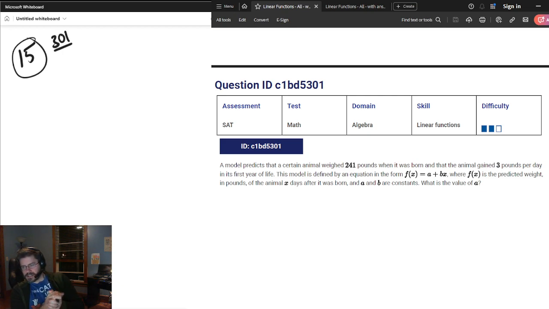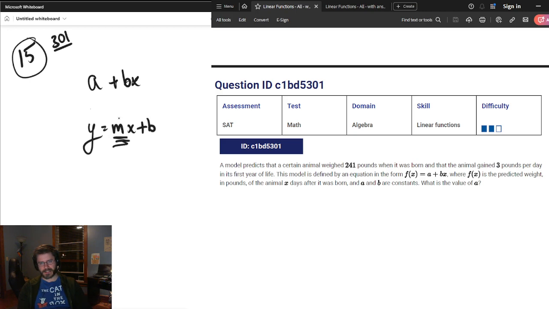Model predicts that a certain animal weighed 241 pounds when it was born. So we should probably understand that to be a y-intercept. And it will gain 3 pounds per day. That's our slope. It's given a plus bx. So remember that the y-intercept is the constant term. It's the one that doesn't have anything attached. So even though they flipped the values here, a plus bx, and they changed some of the terms, we should understand this as like y equals mx plus b type of stuff.